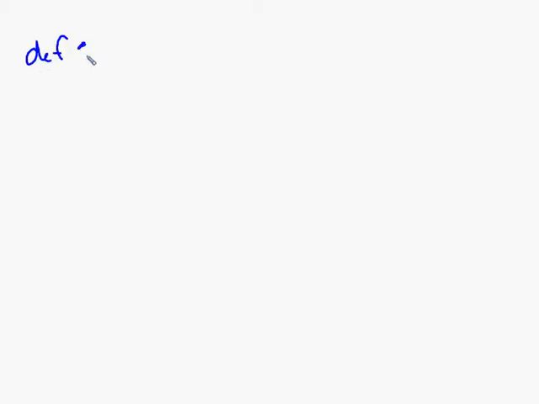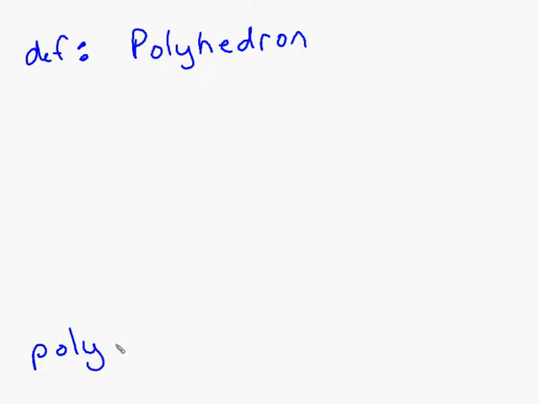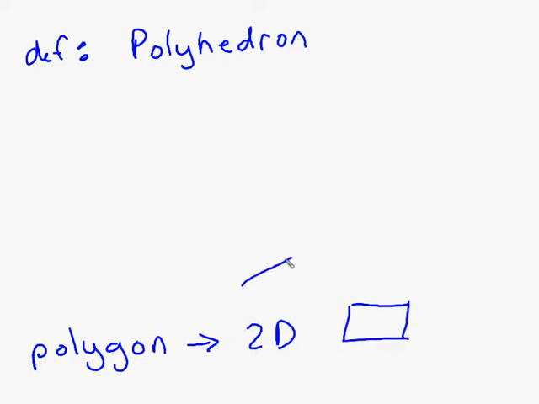Definition of polyhedron. Polyhedron? Okay, stop with that. All right, let's remember what a polygon is. A polygon is a two-dimensional shape, such as this. That's a polygon. This is a polygon. This is a polygon. Those are all polygons. They have many sides, right?